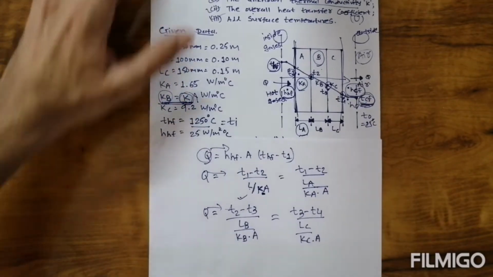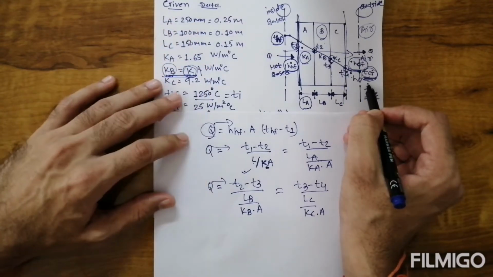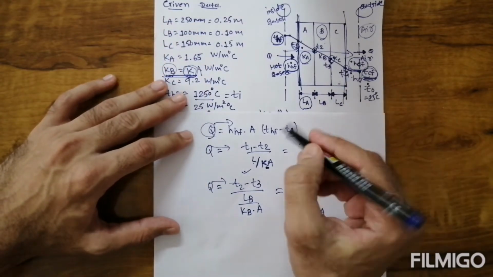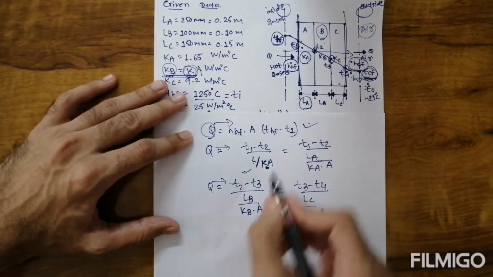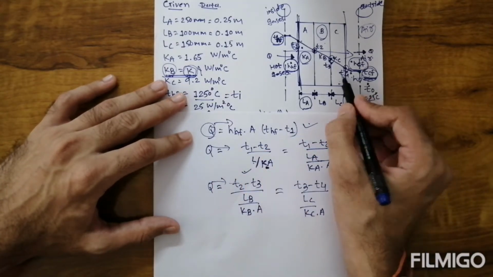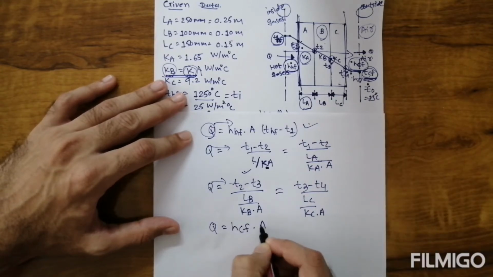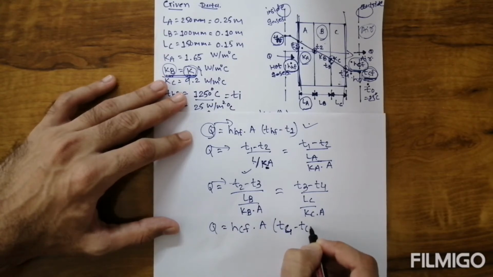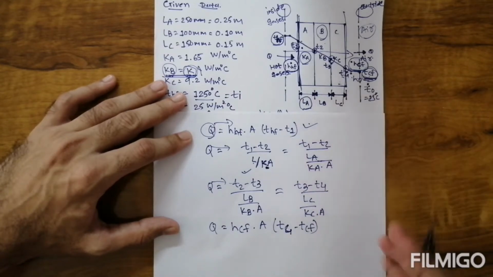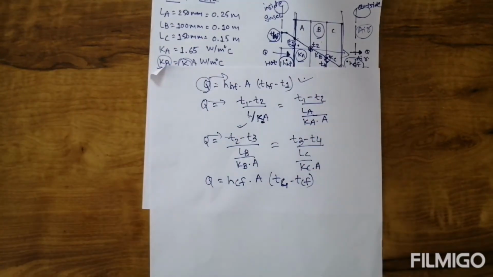Now another equation for the last one, heat transfer from T4 to TCF. Convection is there, the same convection equation, just instead of hHF it will be hCF, and the temperature difference changes: Q is equal to hCF into area into T4 minus TCF. T4 is maximum, TCF is minimum. So that is the set of individual equations we have.